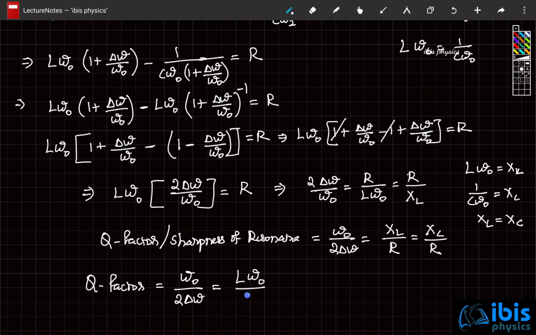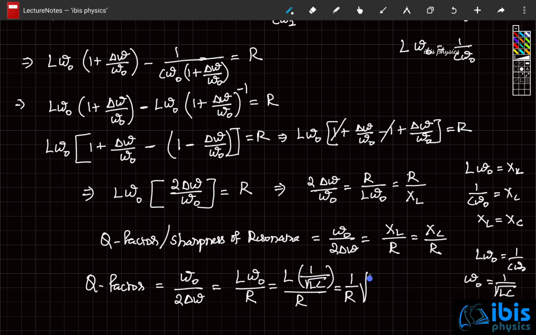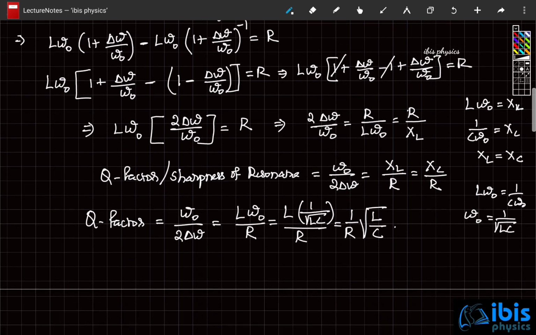But XL is L omega naught, so Q is L omega naught by R. At resonance condition, when XL is equal to XC, when L omega naught is equal to 1 by C omega naught, we know that omega naught is 1 by root over LC. Substitute it here: L into 1 by root over LC, by R. That is equal to 1 by R into root over L by C.